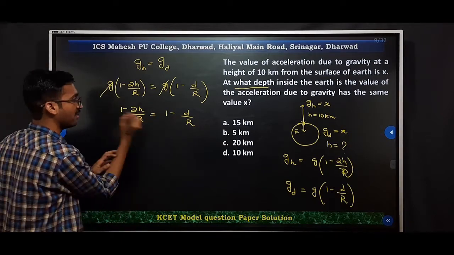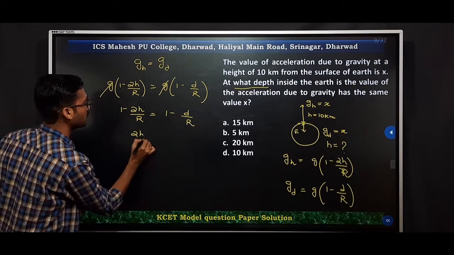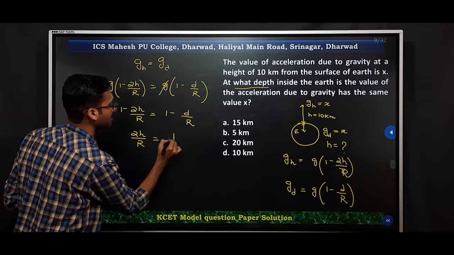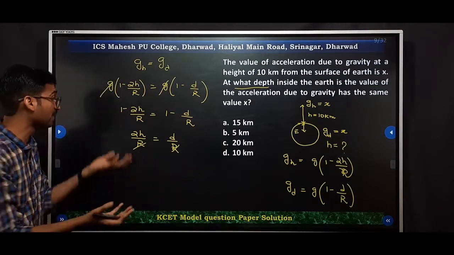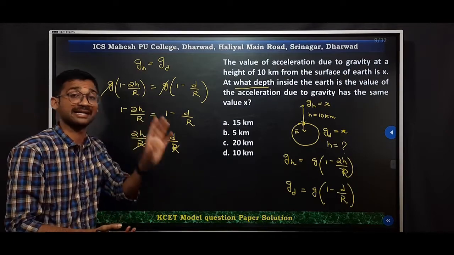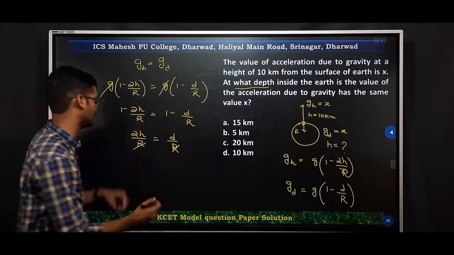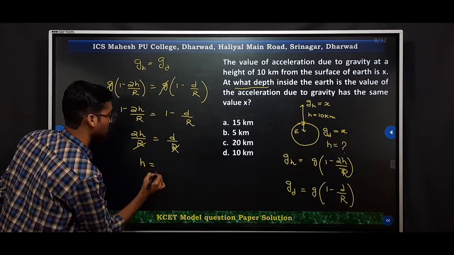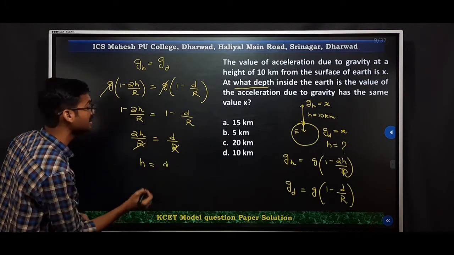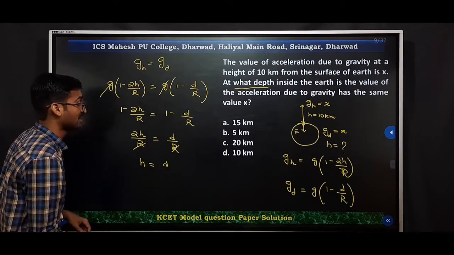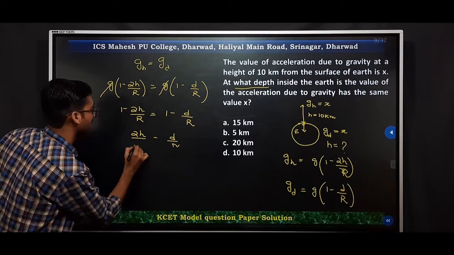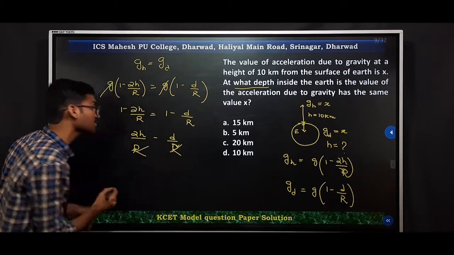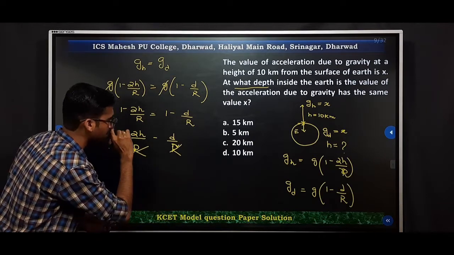1 gets cancelled, minus gets cancelled. We are left with only 2h divided by r, which is equal to d by r. Again r gets cancelled. I need a height at which the acceleration due to gravity becomes x itself. Now, therefore h is equal to that. Okay, we need to find at what depth now, right? Therefore yes, r gets cancelled here. Therefore solve for d.